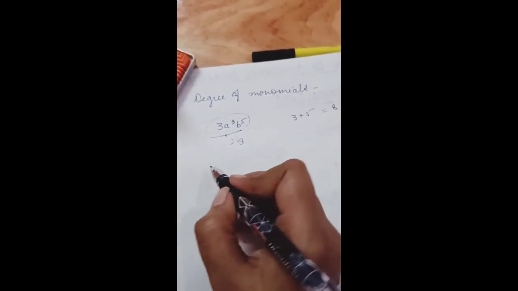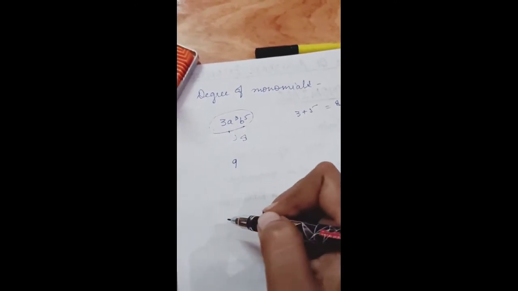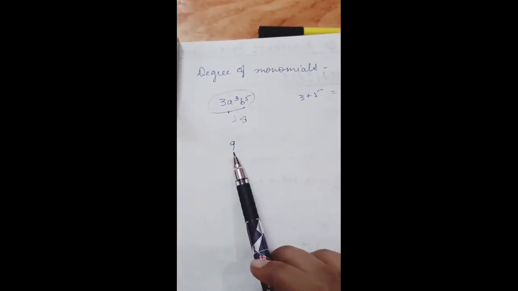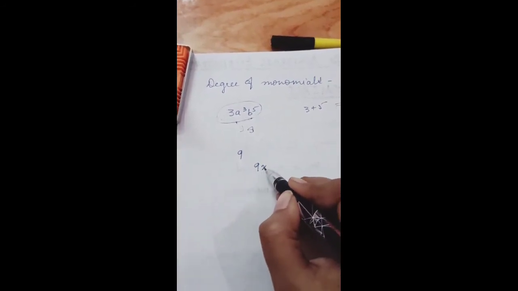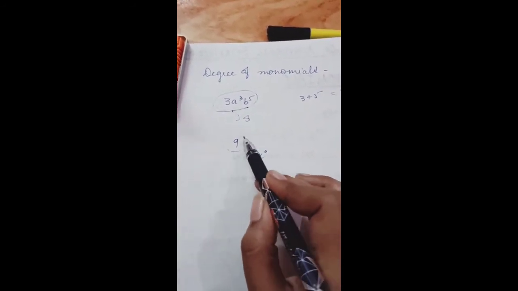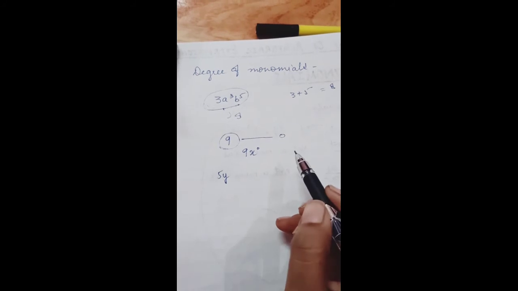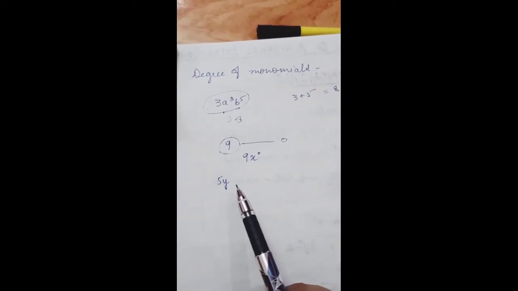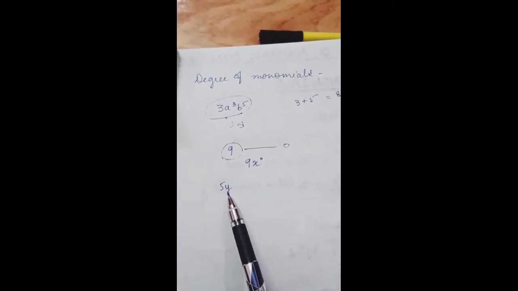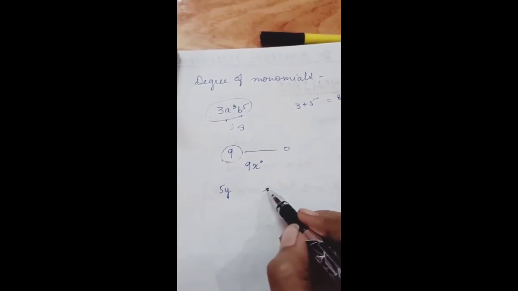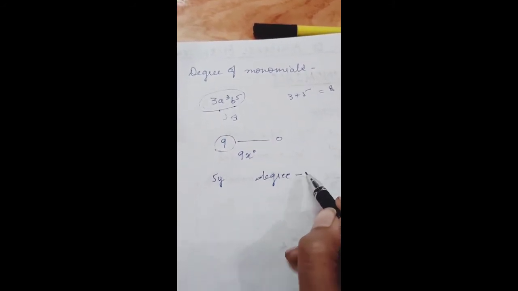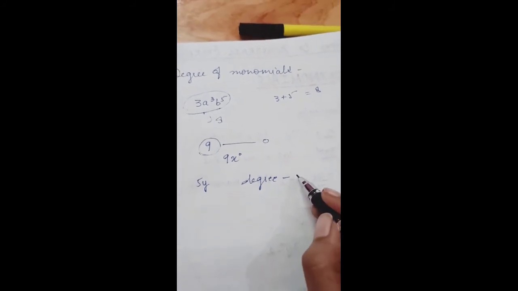Now suppose we have a term 9. Here you can see that there is no variable, but we can write 9 as 9x to the power 0. It means the degree of this term is 0. Suppose we have a term 5y. What is the degree of this term? Here the exponent of variable y is 1. So the degree of this monomial is 1.